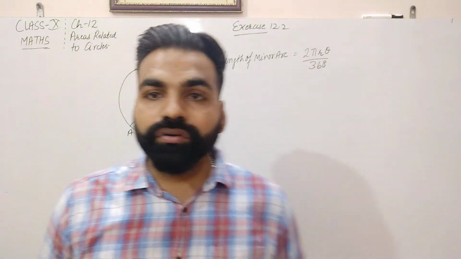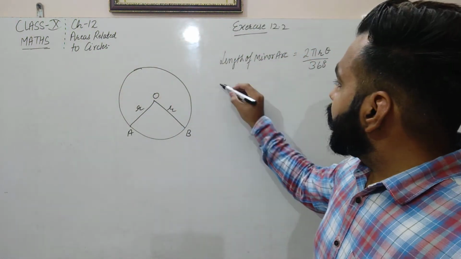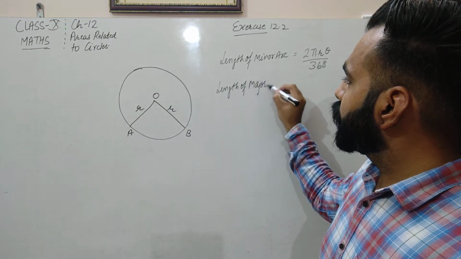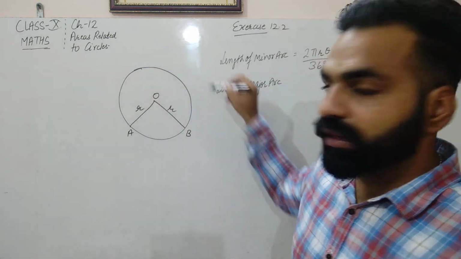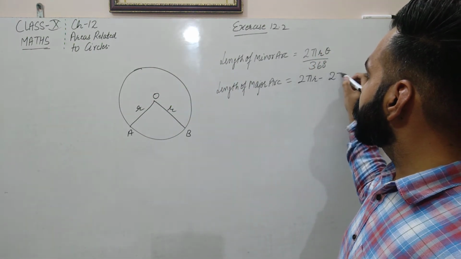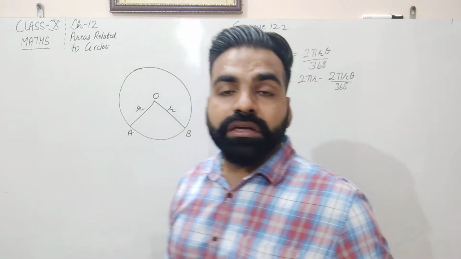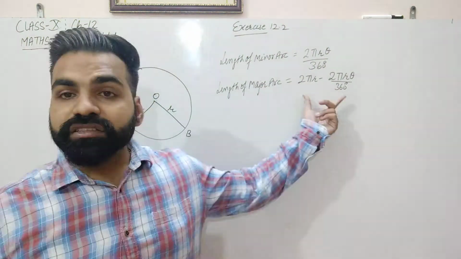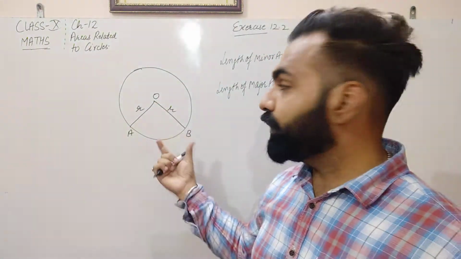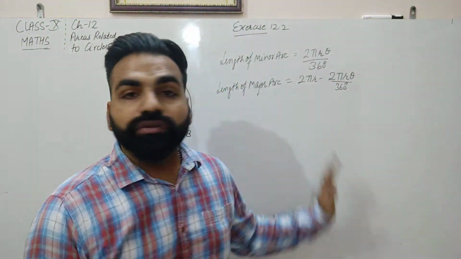And in case we want to find the length of the major arc, the larger part AB, this will be equal to 2 pi r minus 2 pi r theta divided by 360. That means the circumference of the whole circle minus the minor arc will give the value of the major arc. So these are the two formulas.